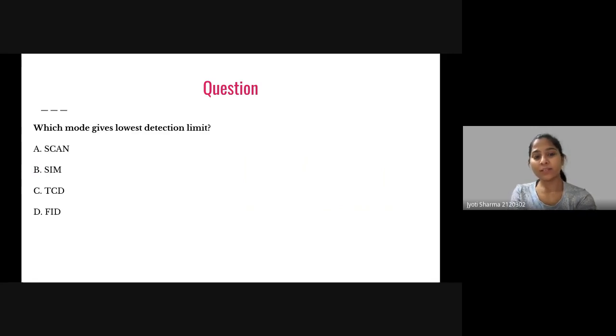Which mode gives lowest detection limit? SCAN, SIM, TCD, FID. I think it is difficult for you to compare these four detectors right now, so I just gave the answer. So this is SIM. Yeah. So the lowest detection limit is for the SIM.